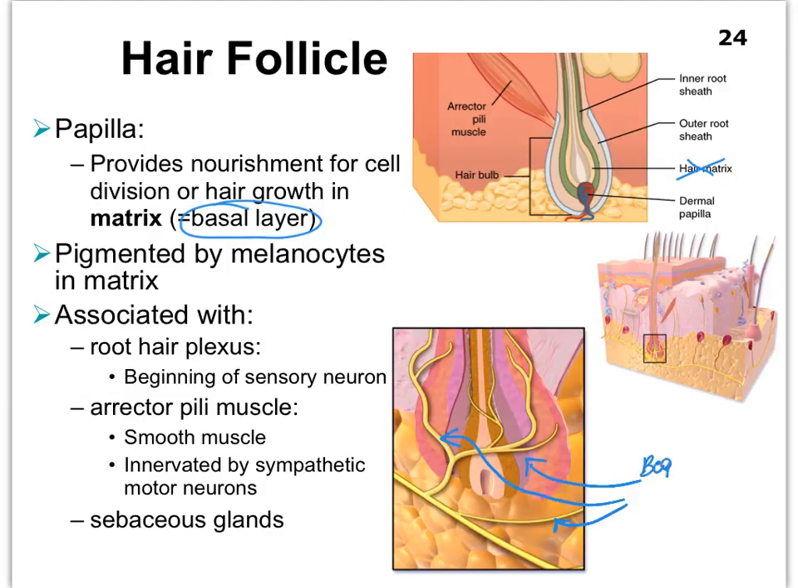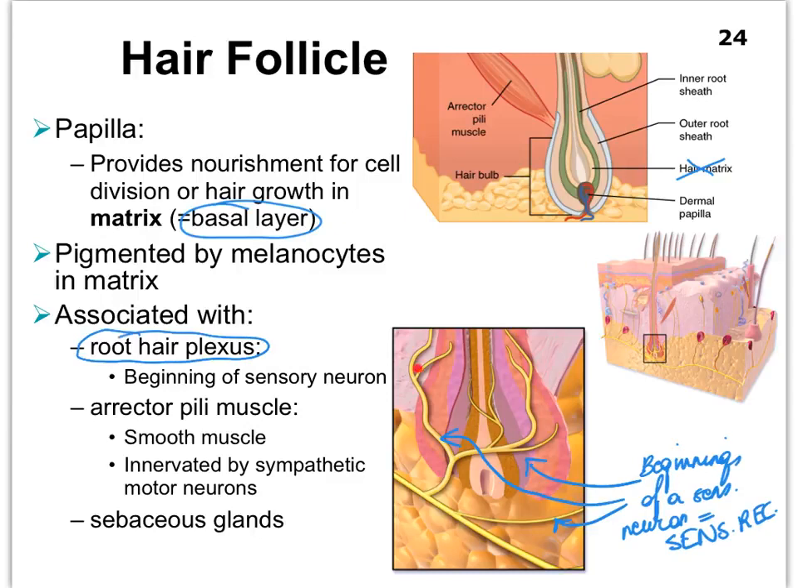let's just write this down for a moment before we add more information. And the beginnings of a sensory neuron always function as a sensory receptor. And the name of this particular sensory receptor is going to be the root hair plexus. So what I just pointed at, all of these yellowish fibers, they start a sensory neuron. So the beginning of a sensory neuron is very branchy, and that functions actually as a sensory receptor. We call that sensory receptor a root hair plexus.